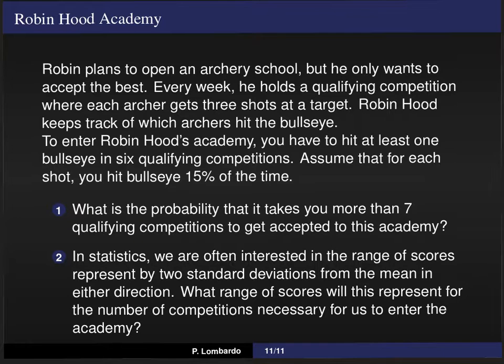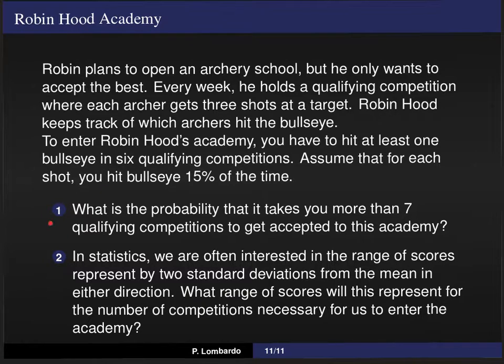All right, let's consider our final example. So we have Robin Hood plans to open an archery school, but only wants to accept the best. So each week he holds a qualifying competition where archers are allowed 3 shots at a target, and Robin Hood's going to keep track week by week of which archers hit the bullseye. All right, so to enter Robin's Academy, you have to hit at least 1 bullseye in 6 qualifying competitions, right? So you'll require at least 6 weeks in order to get into the Academy. And for those 6 weeks, you'll have to hit a bullseye at least once. Right, so assume that for each shot, you hit a bullseye 15% of the time.